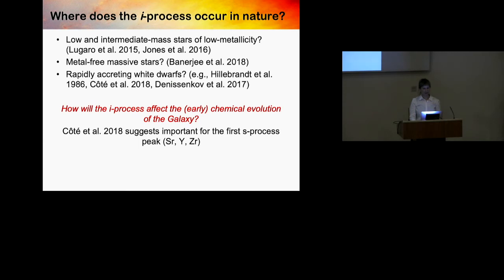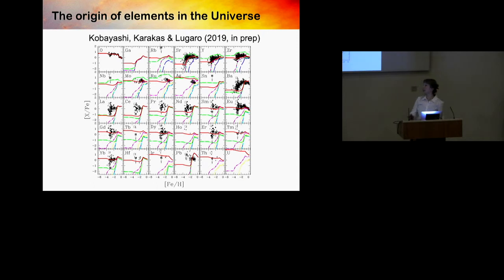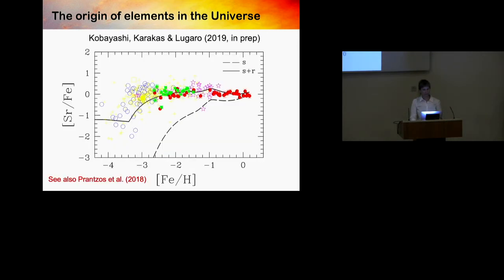We're not sure. One study by Côté suggests it's important for the first peak, but if you take a single-zone chemical evolution model, such as the ones my collaborator and I work with, here we're looking at everything from oxygen to uranium, so we're trying to do everything. Let me just zoom in on one of those panels. This is for strontium in particular. We have the observational points, [Sr/Fe] versus [Fe/H]. We don't need an i-process. We need an s and an r, and we can match the strontium abundance. So this suggests to us that the galactic inventory doesn't really need an i-process. That doesn't mean it doesn't happen in a few stars, but it might not play a large role in my story of where the elements came from.